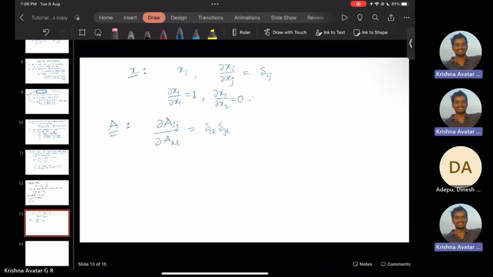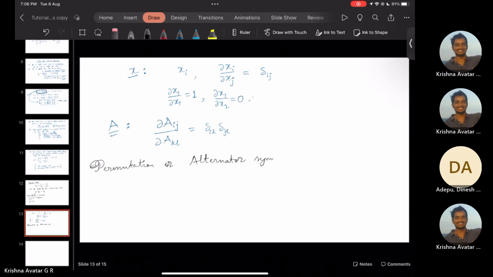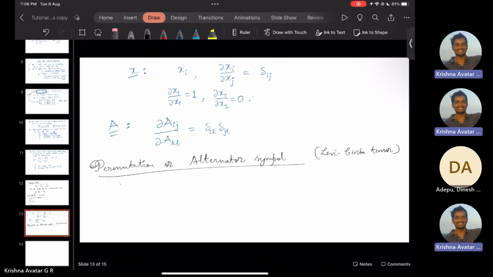And there is one other tensor which is of much use to us. This is known as the permutation or alternator symbol, and sometimes it's also referred to as the Levi-Civita tensor. Now this is a third order tensor, and in Cartesian representation, we'll call it epsilon ijk.